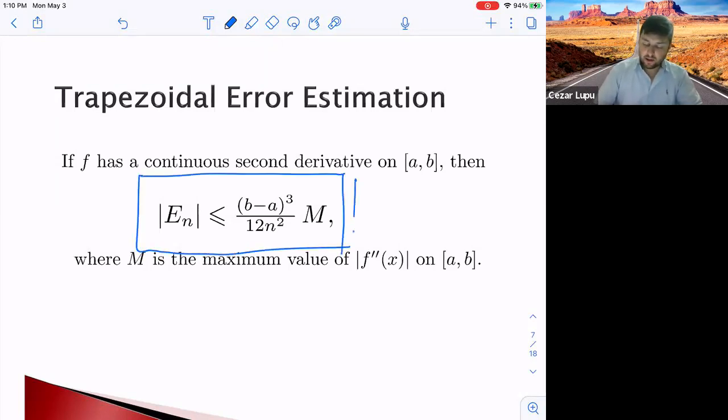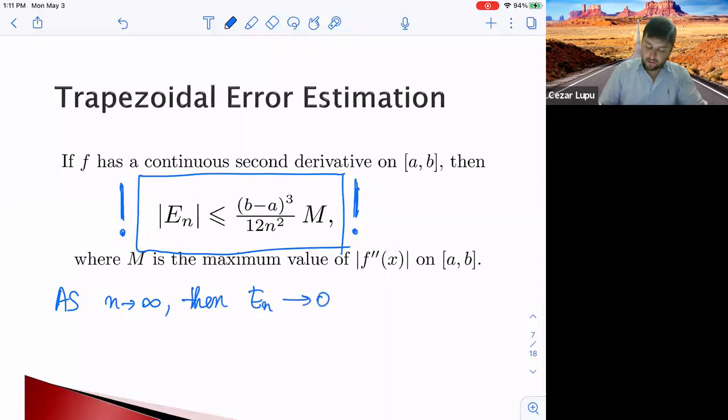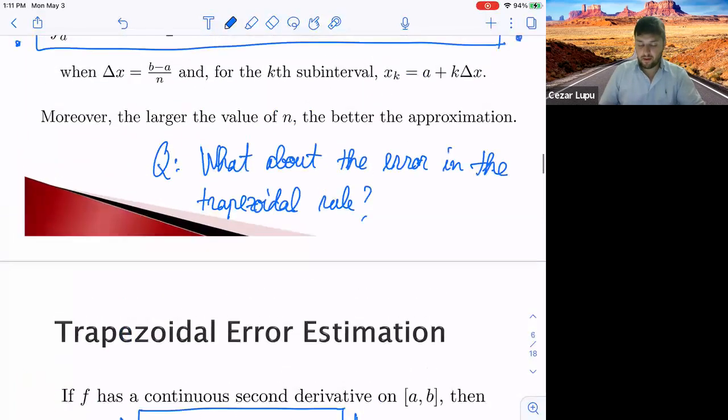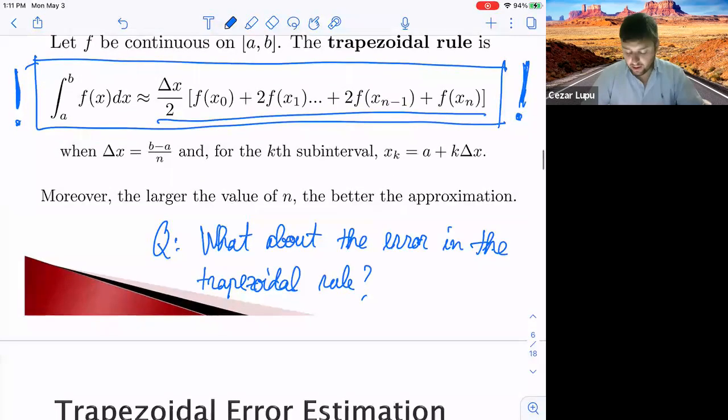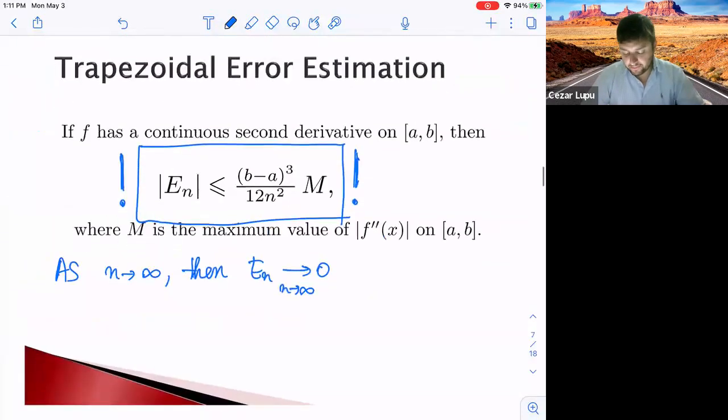You see, as n grows larger, the limit will be quite obvious, it will be 0. So let me just point out this remark: as n goes to infinity, en goes to 0. So en is the difference between this integral and this term here. For n large enough, this will be a very good approximation. All right, so that's the error term.